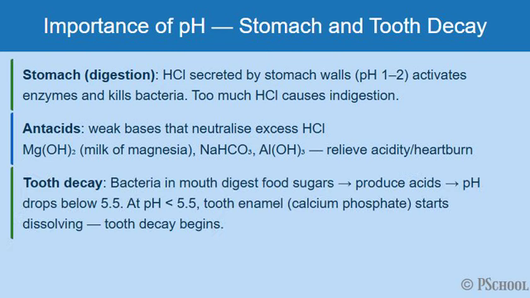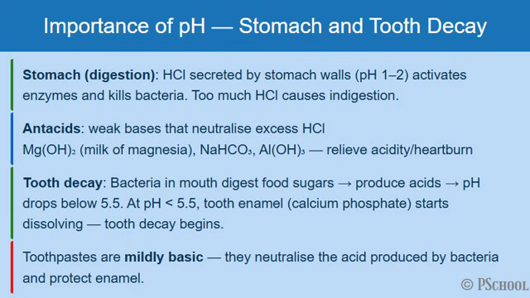Tooth decay: bacteria in the mouth digest food sugars and produce acids. When pH drops below 5.5, tooth enamel, which is calcium phosphate, starts dissolving. Toothpastes are mildly basic, they neutralize the acid produced by bacteria and protect the enamel.